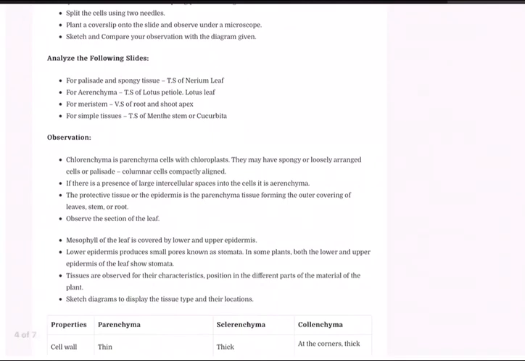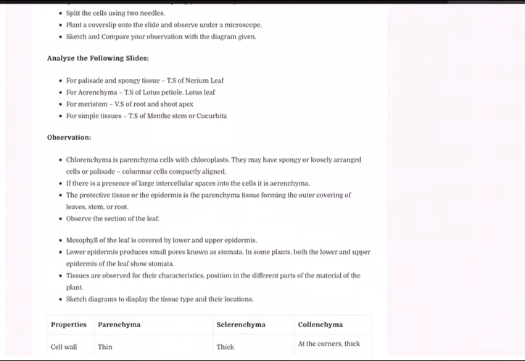Observe the section of the leaf. The mesophyll of the leaf is covered by a lower and upper epidermis. The lower epidermis has small pores known as stomata. In some plants, both lower and upper epidermis of the leaf show stomata. When we are observing under high power as well as low power, we can see the presence of stomata both in the upper epidermis as well as the lower epidermis. Tissues are observed for their characters and position in the different parts of the plant. Draw the diagrams and label them.